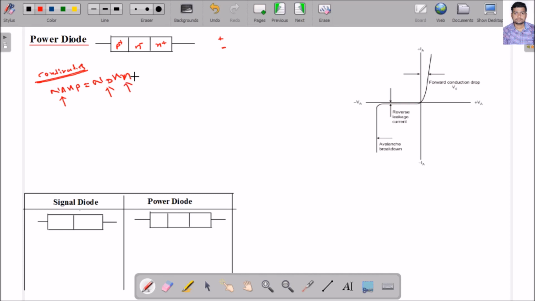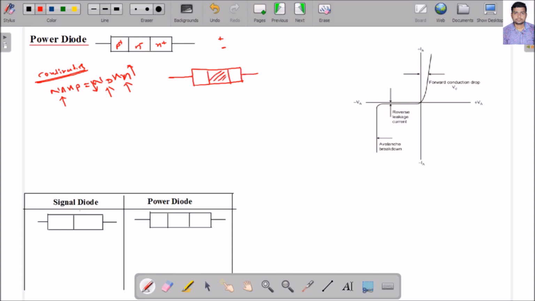In this case, I am decreasing the concentration of charge carriers in the N region, so definitely Xn will increase, so the length of the depletion layer will increase. Suppose this is my power diode, and here, due to the lightly doped N region, the depletion length will increase.